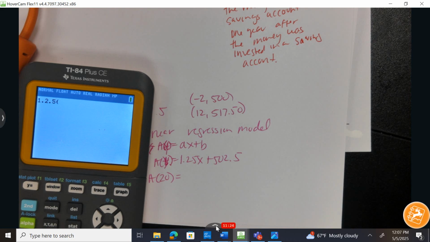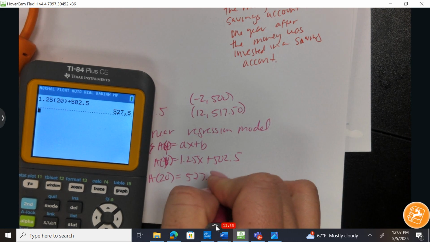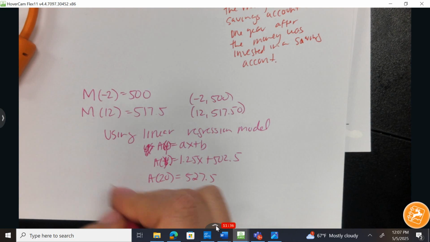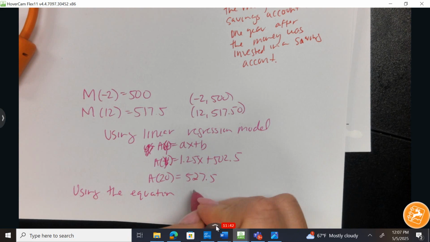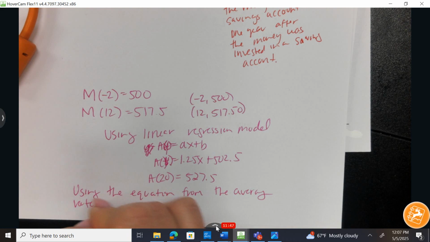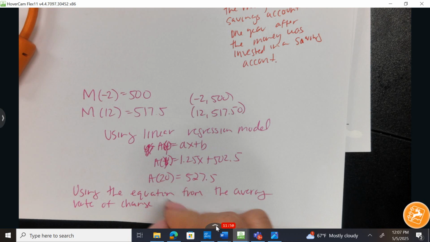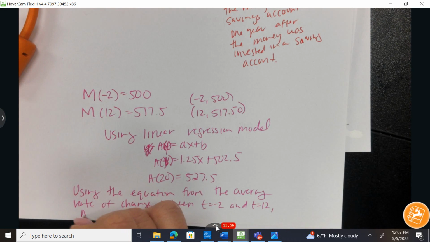I'm going to take this a couple different ways we can do it. One of the easiest ways is literally just to plug this in. That looks good, and we get 527.5. So using the equation from the average rate of change between t equals negative 2 and t equals 12, A of 20 will equal 527.5.